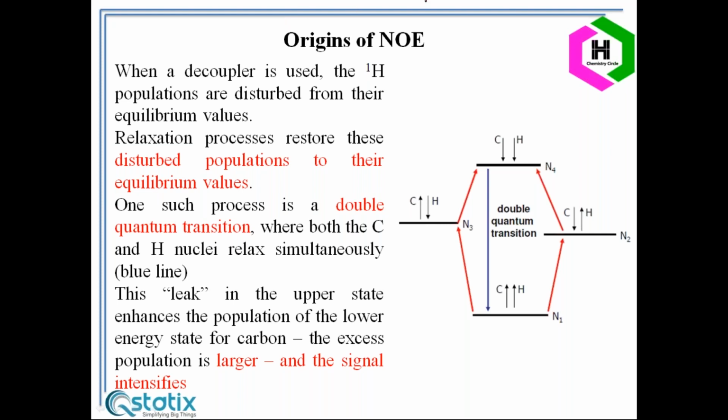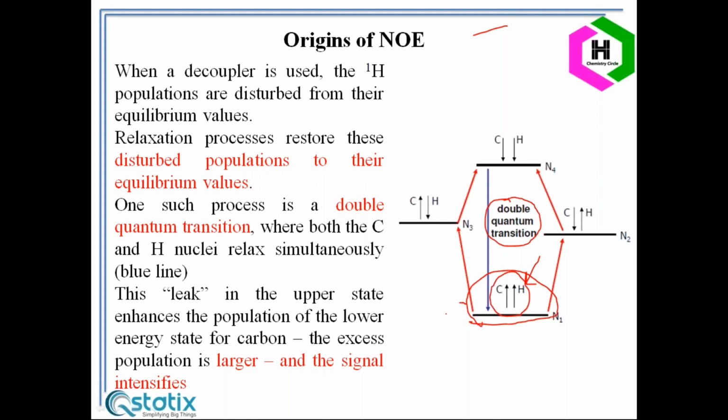This particular double quantum transition, we call it a leak. Usually it should not appear, but there is also a possibility of its appearance. And when a double quantum transition occurs at the lower state, the population of the carbon as well as hydrogen is going to increase. But when this carbon hydrogen population is increasing at the lower state, here the intensity is more, you have more energy.